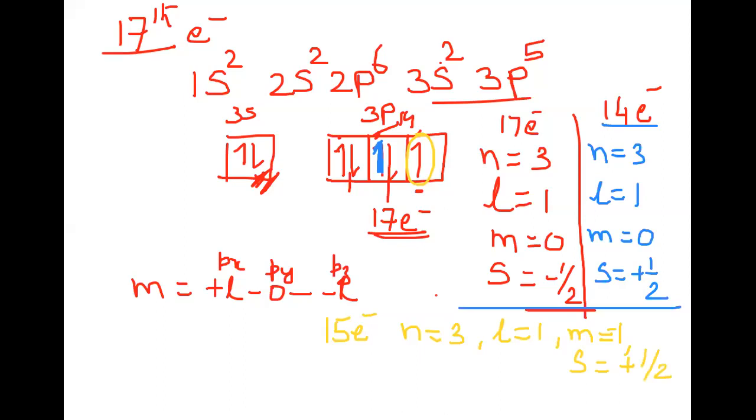Now you compare the 14th and 15th electron. n is equal to 3, n is equal to 3, L is equal to 1, L is equal to 1, m is equal to minus 1 in this case, but S is plus half and S is plus half. So though three quantum numbers are the same, the fourth one is going to be different. This is what Pauli's exclusion principle tells you, that no two electrons in an atom will have an identical set of quantum numbers.